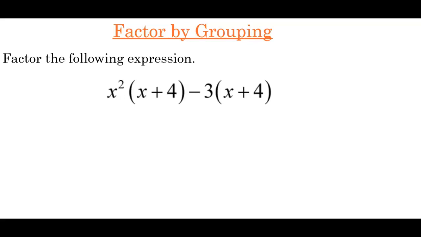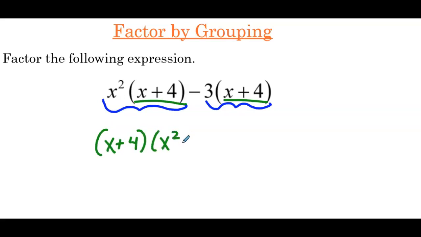And to do that, it's helpful to identify two separate terms. The first being x squared times the quantity x plus 4, and then 3 times the quantity x plus 4. And if we treat this expression as just two terms, what we'll notice is that each term has a factor of x plus 4 in it. So then the greatest common factor between the two terms is x plus 4, so we can factor out x plus 4, and we'd be left with x squared minus 3. And there we've factored the expression that we were given.